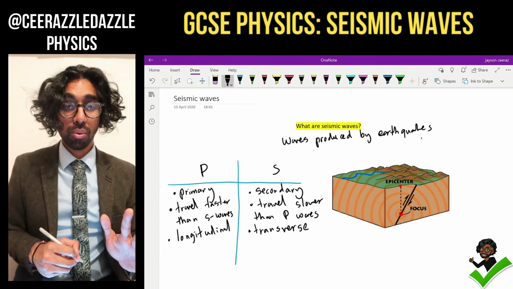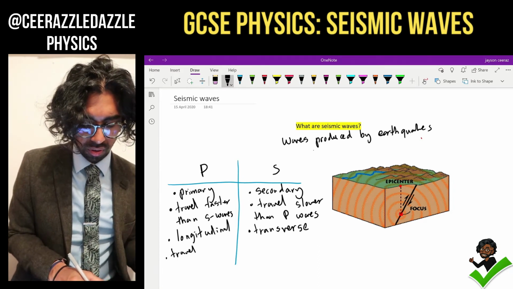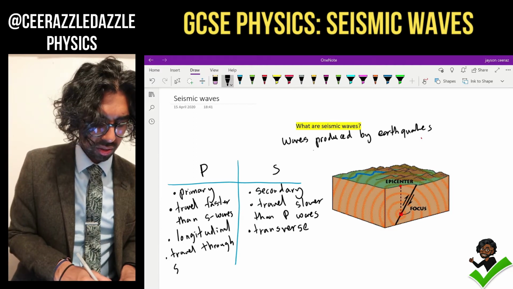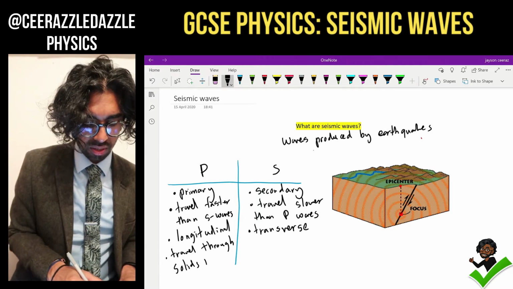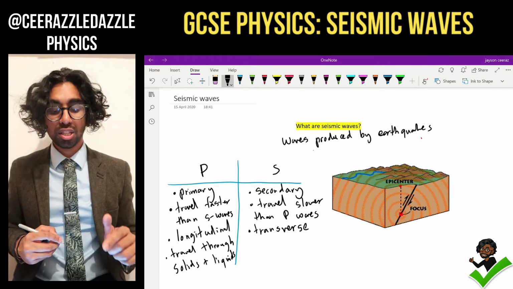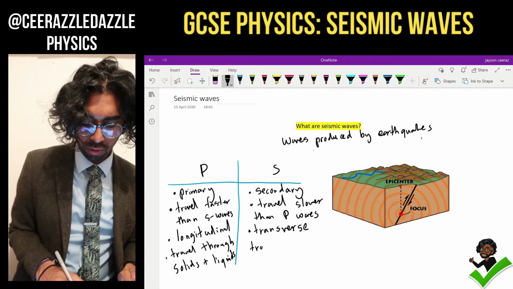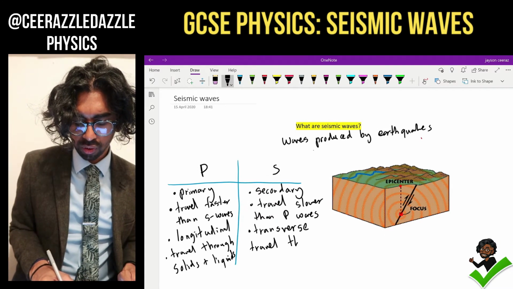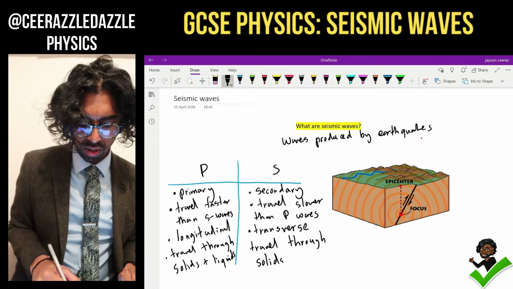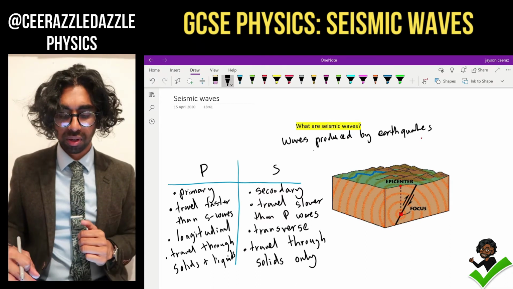Now, P waves can travel through solids and liquids. And S waves can only travel through solids. Wonderful stuff. So that's P and S waves here.